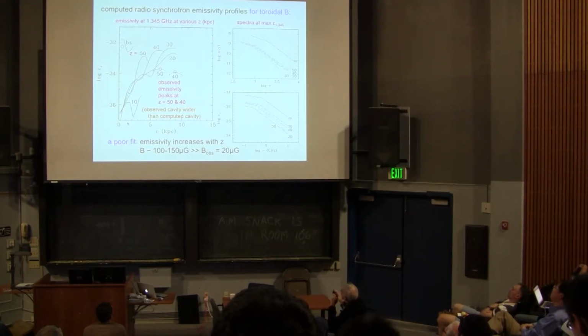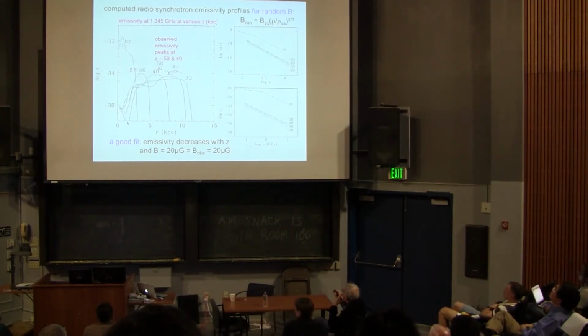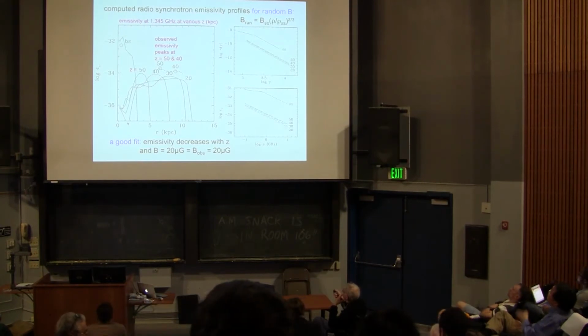And at each point, say the point I picked was at the peak of these curves, I can plot the number density of electrons as a function of energy and their emissivity as a function of frequency. And the magnetic fields are just, as I said before, much too large. The observed fields are around 20 microgauss.